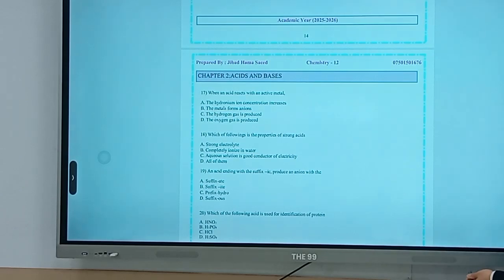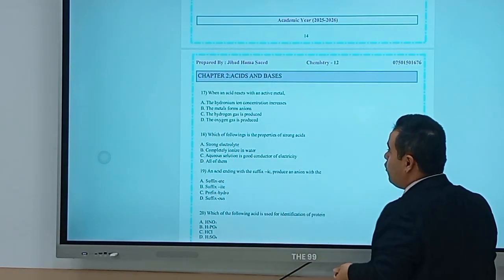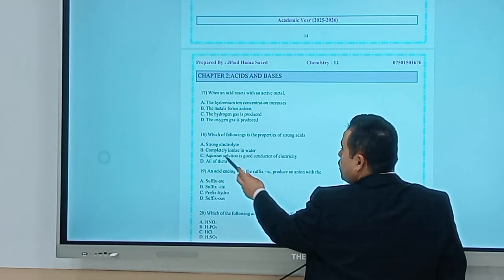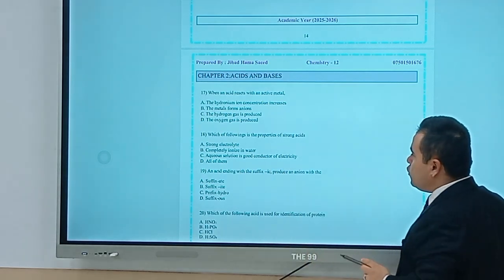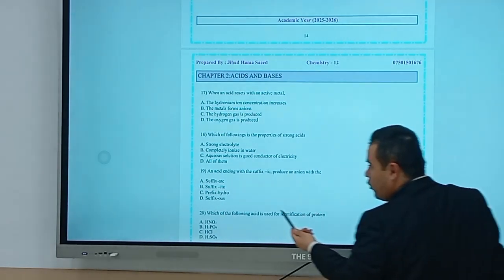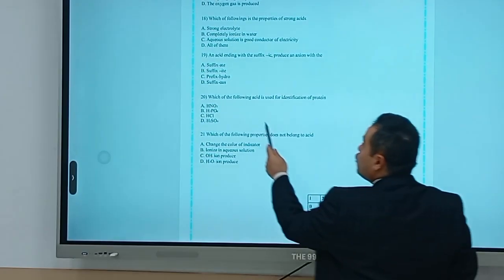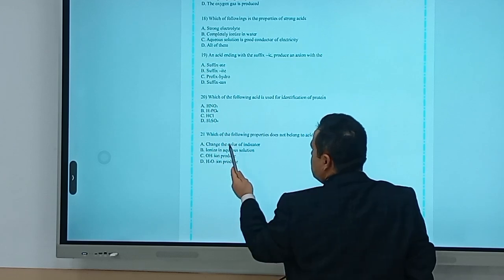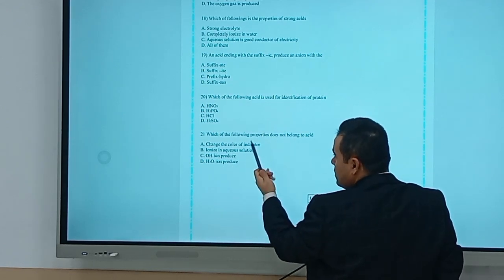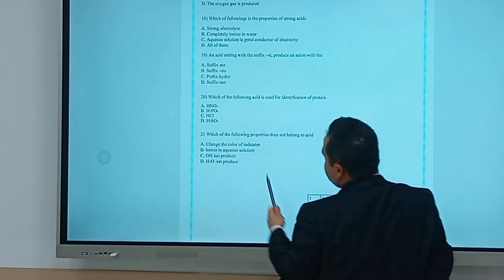When an acid reacts with an active metal, hydrogen gas is produced, so that's correct. Which of the following is a property of a strong acid? It is a strong electrolyte, completely ionized in water, the aqueous solution is a good conductor, all of them are true. An acid ending with -ic produces an anion with the suffix -ate. Which of the following acids is used for identification of protein? Nitric acid. Which of the following properties does not belong to acids? Changing the color of indicator, it belongs. Ionization in aqueous solution, it ionizes. Hydroxide ion production does not belong, because acids do not produce hydroxide.